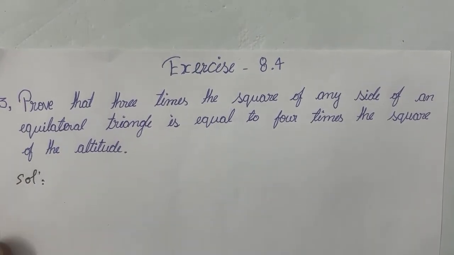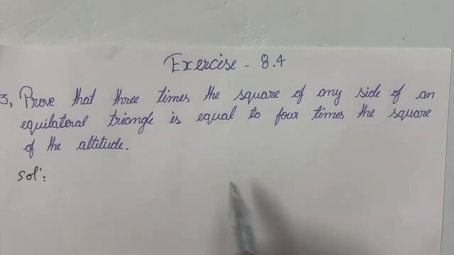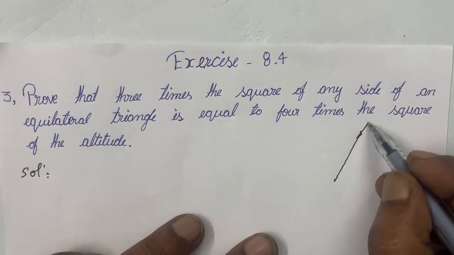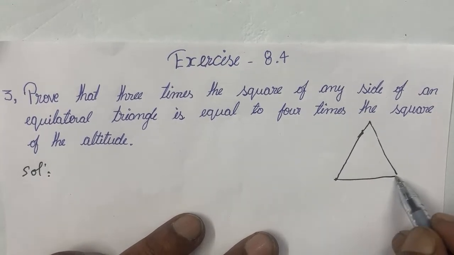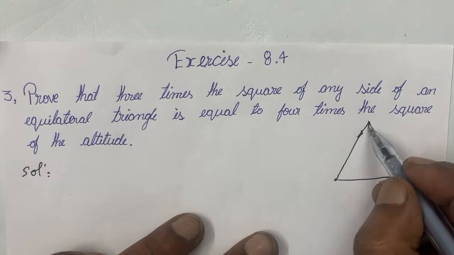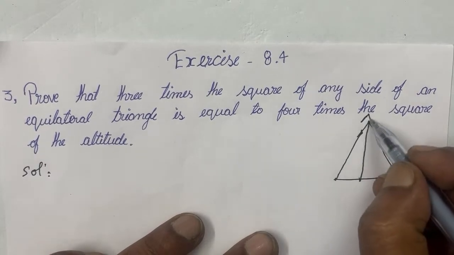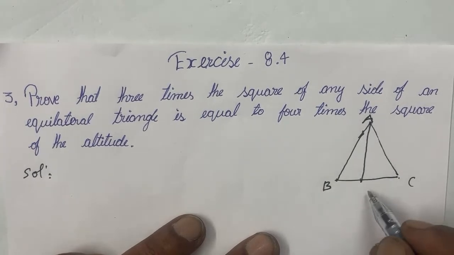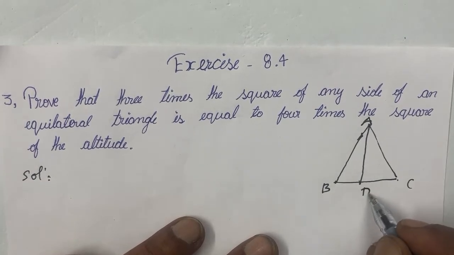And now sum number 3, another important sum. You can see, first of all, I will go for one triangle here, triangle ABC. Then I will draw one altitude here. This triangle is A, B and C. Altitude is D, that means the height of the triangle.